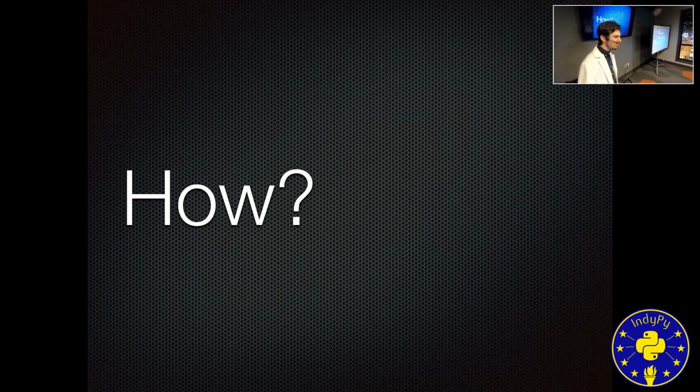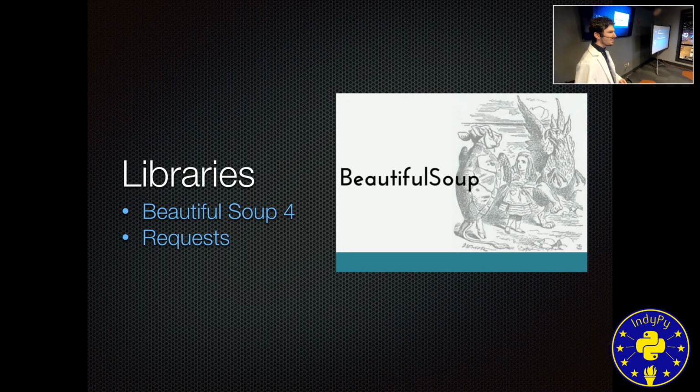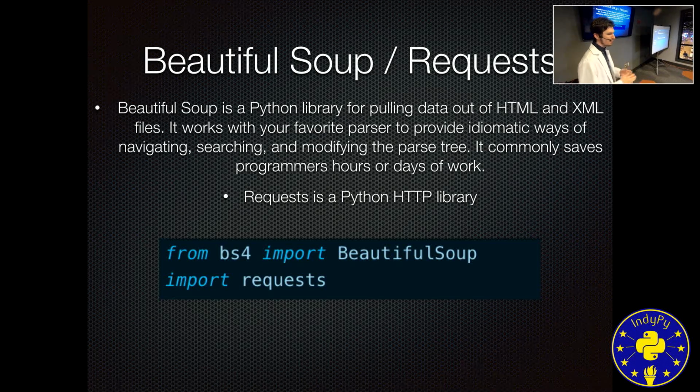So how does one web scrape? Well, the libraries I'm going to be talking about are Beautiful Soup 4 and requests. Beautiful Soup is a Python library for pulling data out of HTML and XML files. It works with your favorite parser to provide idiomatic ways of navigating, searching, and modifying the parse tree. It commonly saves programmers, like I said, hours or even days of work. And requests is an HTTP library, so any HTTP functions you may need to do, get, post, put, whatever you want, you can do it with requests.